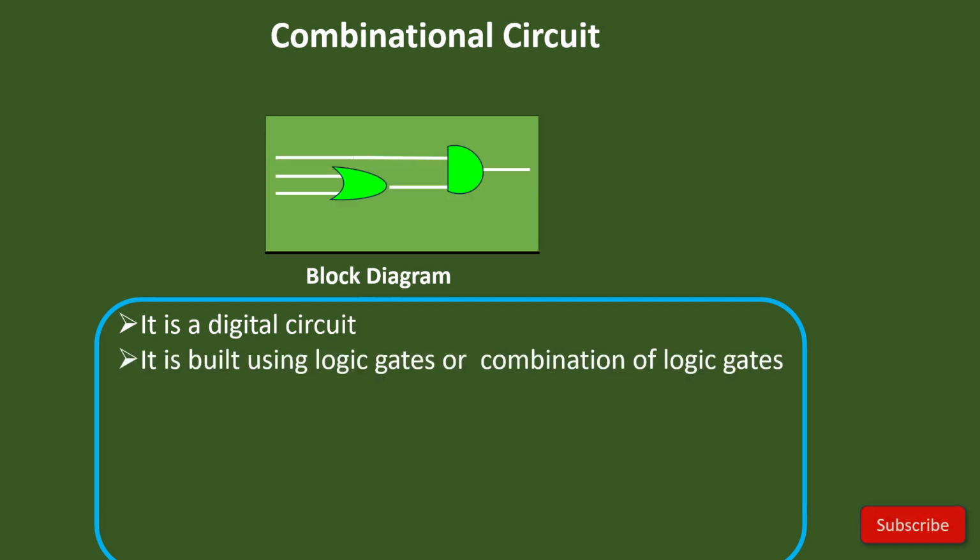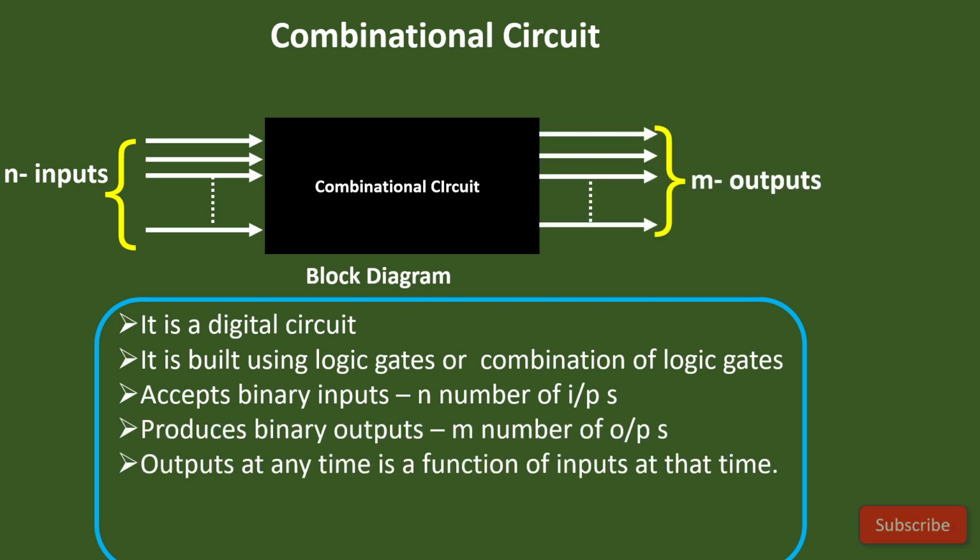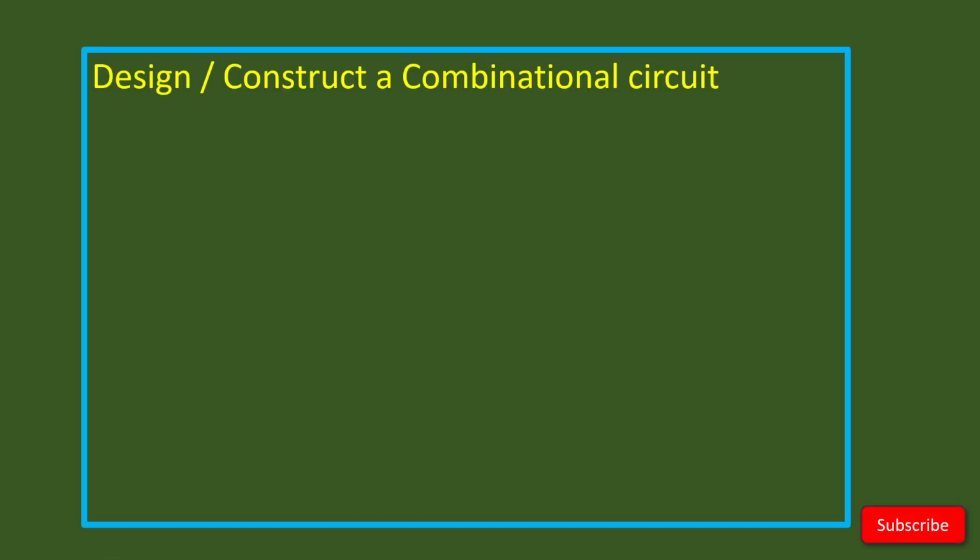It is a digital circuit which is built using logic gates or a combination of logic gates. It accepts binary inputs. There may be n number of inputs. Outputs at any time are a function of the inputs at that time. Output can be expressed as a Boolean function. With this, we'll see how to design or construct a combinational circuit.